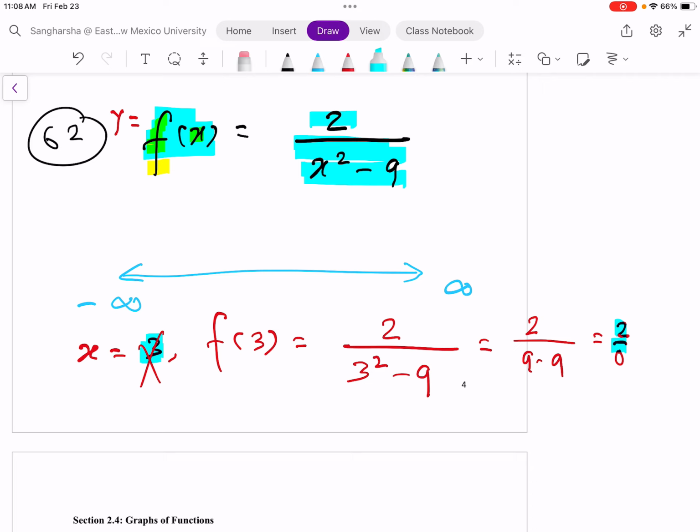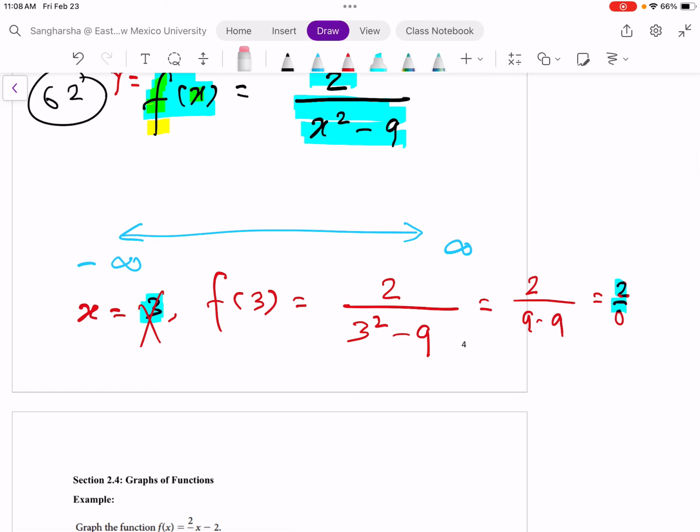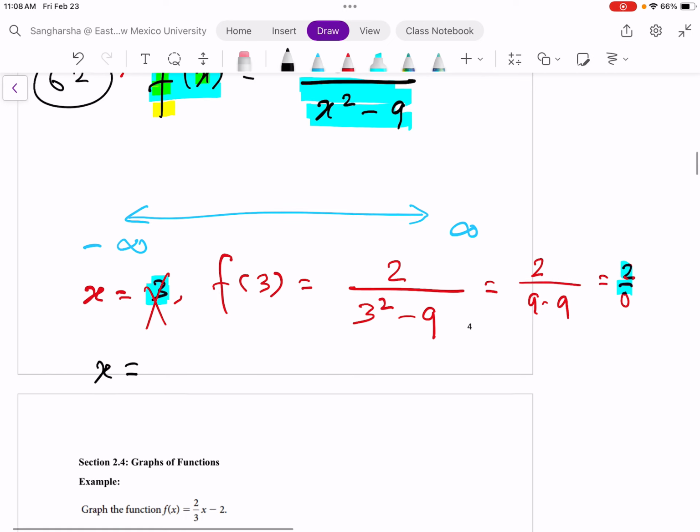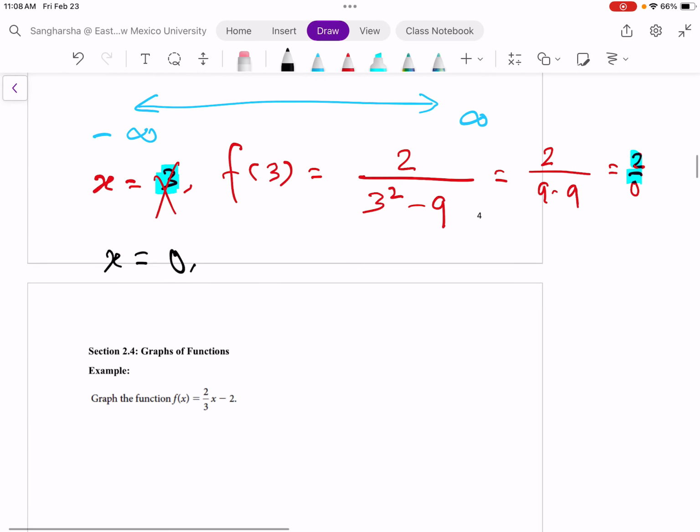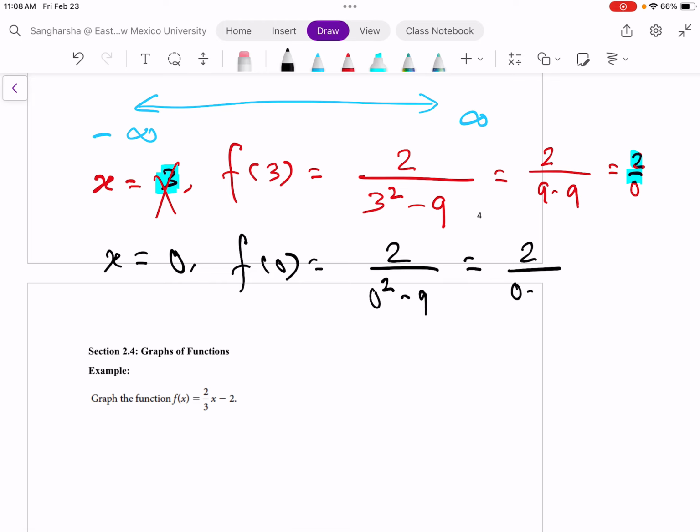Okay, we can check. Let's check for 0. If we choose x to be 0, what happens? When your input x is 0, f of 0 is 2 over 0 squared minus 9. We have 2 over 0 squared, which is 0, minus 9, and we have 2 over negative 9. This is a real number. It means whenever your input is 0, our output is real. It means that 0 is a domain for this function.